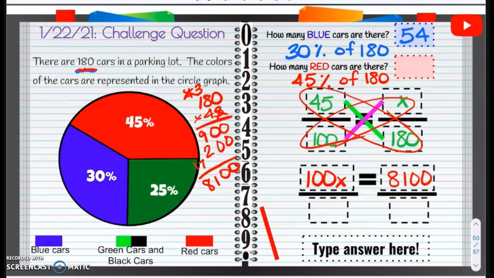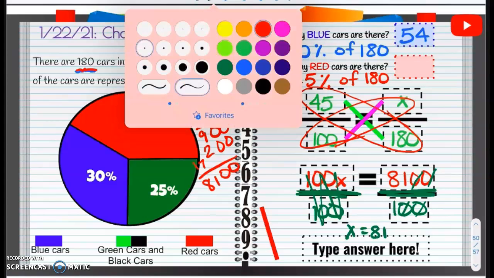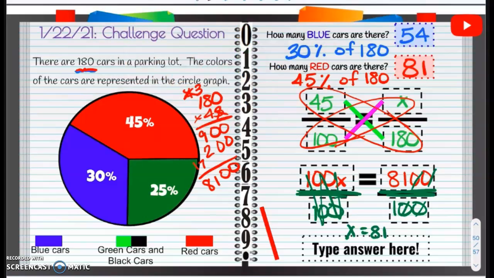8,100. So now we need to divide both sides by 100 because we want to get rid of that 100 there. So we can get rid of some zeros here. We have x equals 81 divided by 1 is just 81. So there are 81 red cars. And that is going to be it.